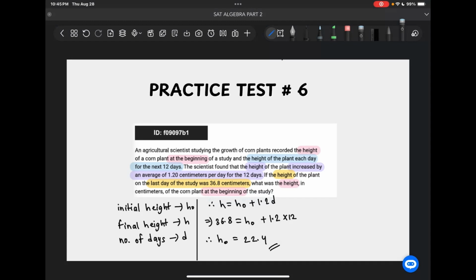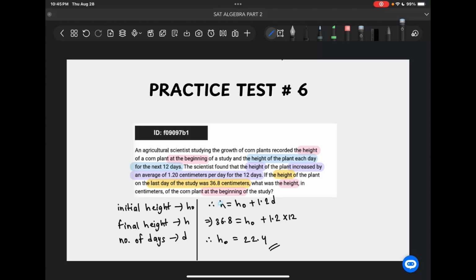So, they have given us a lot of information, a lot of words to be honest. Let's break it down. So the initial height is, let's just say, h naught and the final height is h. Now the number of days is d. Okay, so we are assuming these things, and now we are going to create an equation based on this information and the information that is given in the question.